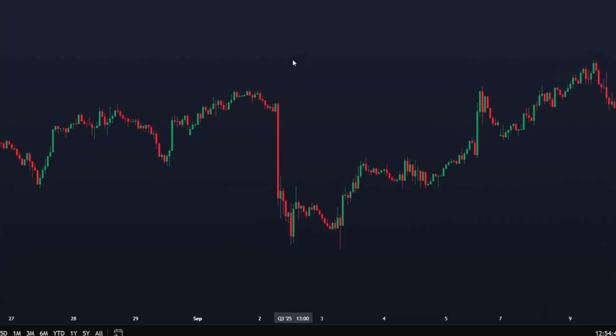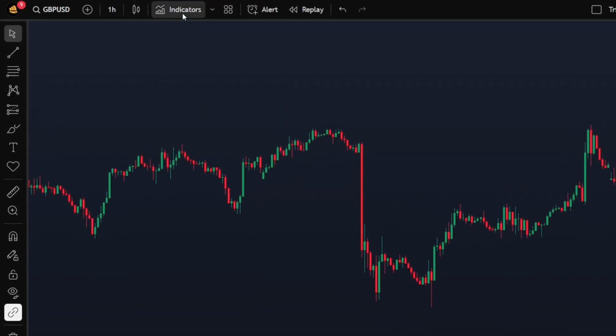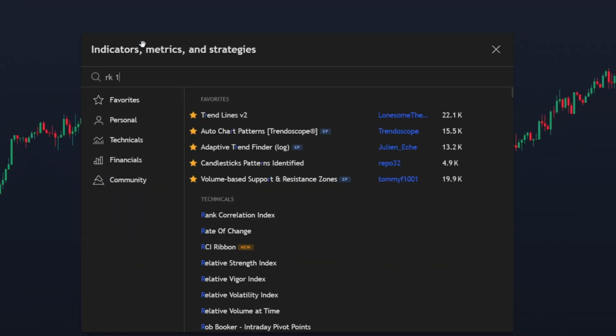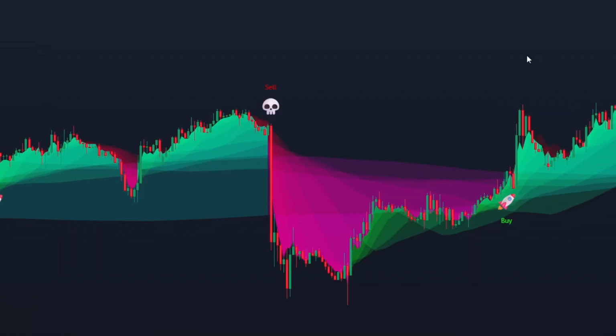Now let's start by adding our first indicator. I'm in TradingView. First of all, go to the Indicators tab and search for RK10MA types ribbons. It's written by Rodrigo Kazuma. Add it to your chart and you'll see a big ribbon appear.